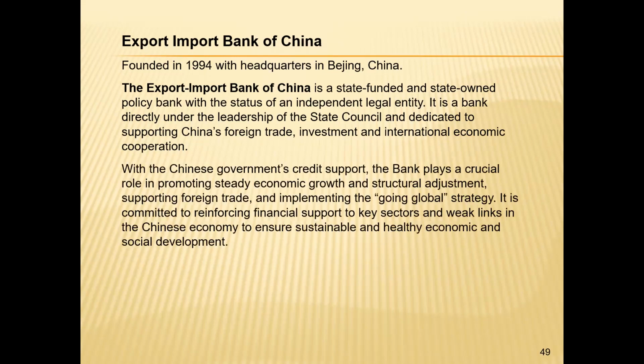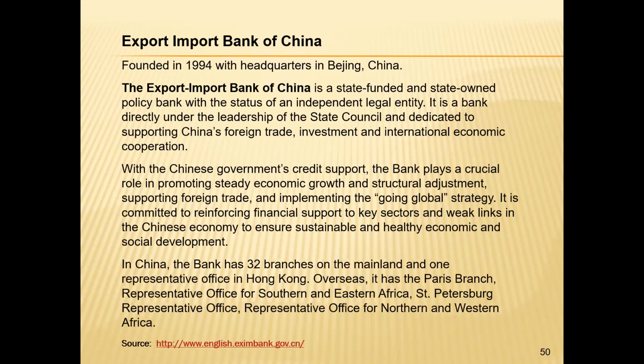With the Chinese government's credit support, the bank plays a crucial role in promoting steady economic growth and structural adjustment, supporting foreign trade, and implementing the Going Global strategy. It is committed to reinforcing financial support to key sectors and weak links in the Chinese economy to ensure sustainable and healthy economic and social development.